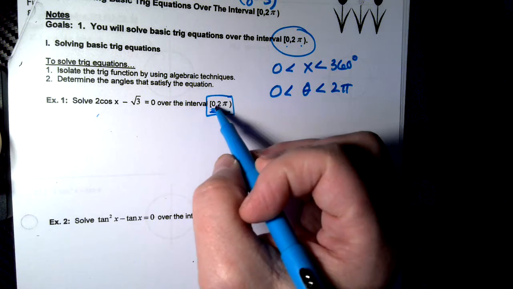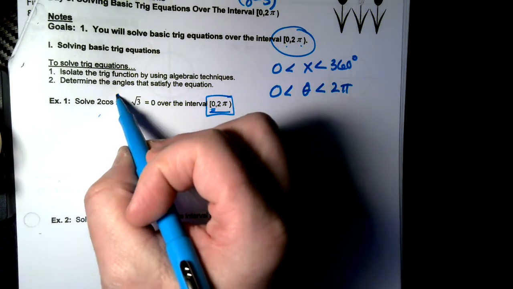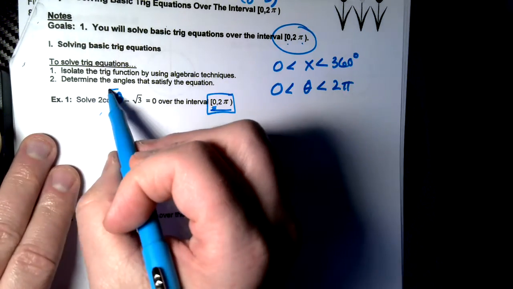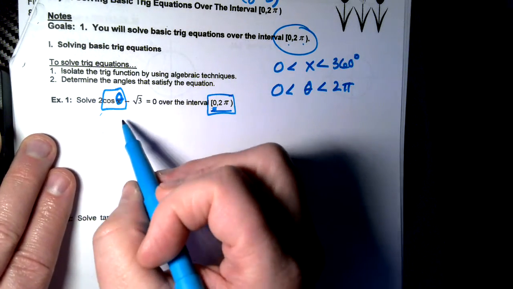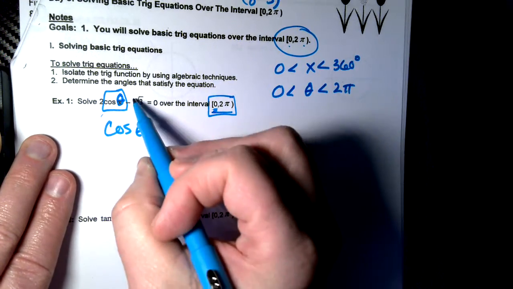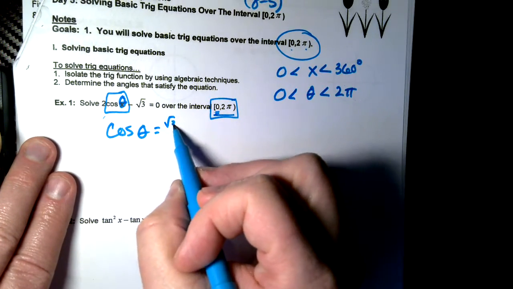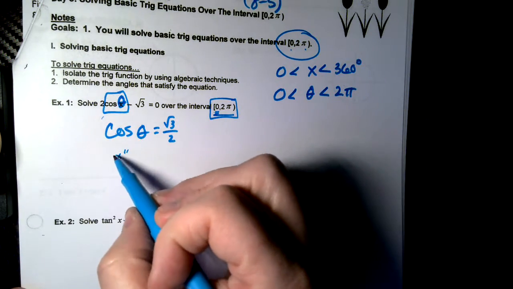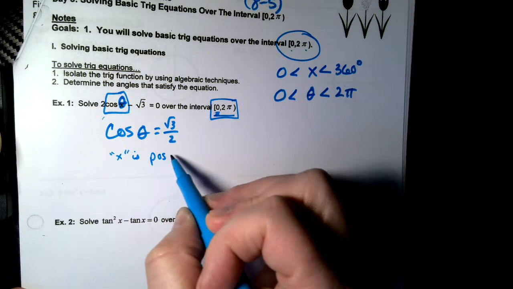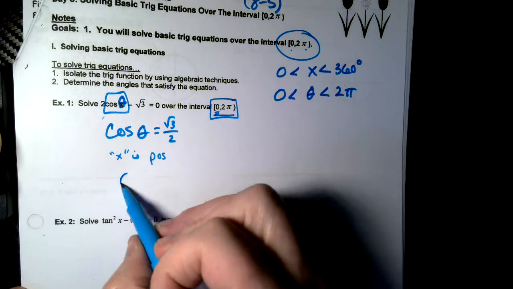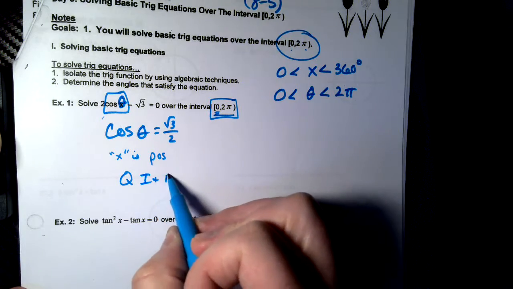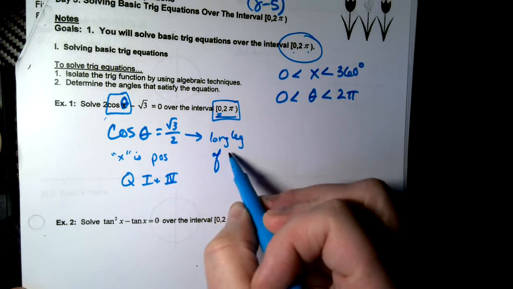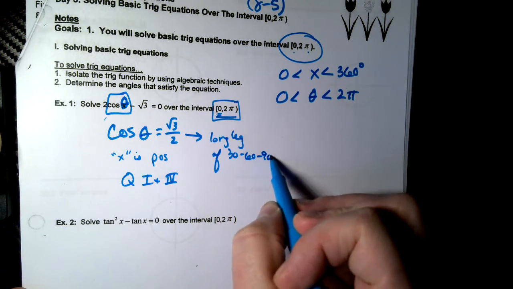All right, so you go from 0 to 2 pi. For this one, let's make it theta instead of just plain old x. We're going to do the same stuff we did before. I'm going to add the square root of 3, and divide by 2. So I get square root of 3 over 2 on the other side. Right away, I know that my x is positive, a positive fraction, so we're in quadrants 1 and 4. And this is the long leg of 30, 60, 90.